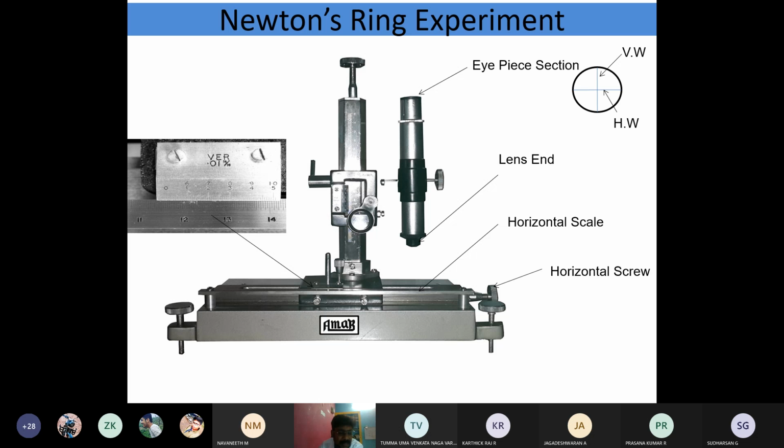Here the main scale readings are in centimeters. Each division is 0.05 centimeter. We have to check where the 0 falls. The vernier scale 0 is the reference, and the value where this 0 points on the main scale is taken as the main scale value.